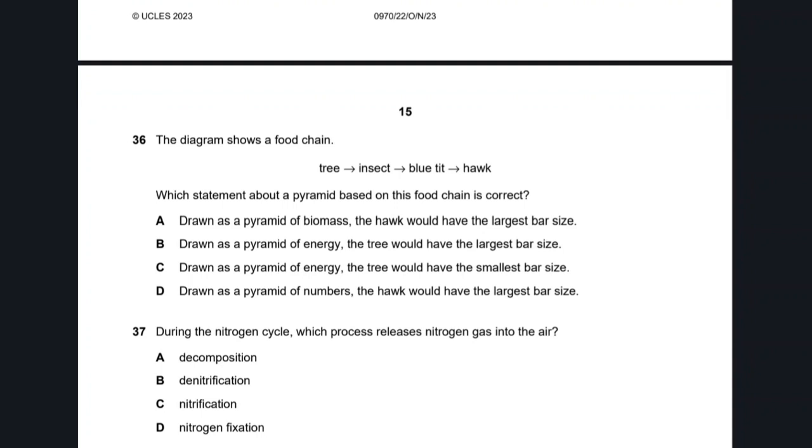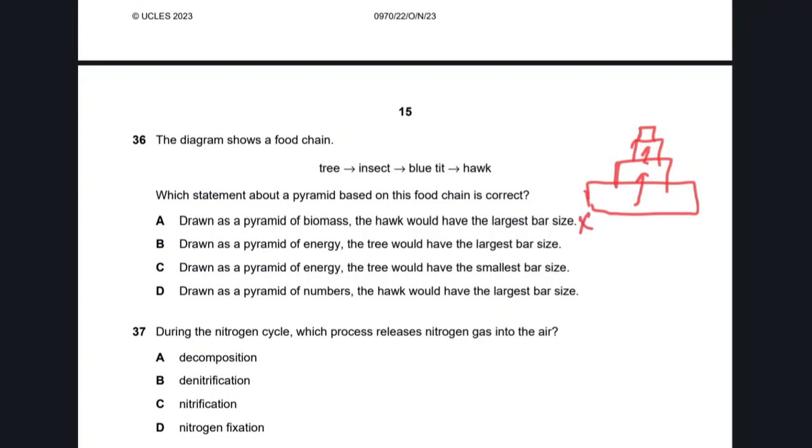The diagram shows a food chain. Which statement about the pyramid based on the food chain is correct? Tree, then the tree, and let's make the pyramid. So, according to this, we can draw a pyramid of biomass. The hawk would be the largest? No. The pyramid of biomass is always pyramid shaped. It can never have the hawk with the largest bar. The largest bar is always the tree. So this is a wrong option.